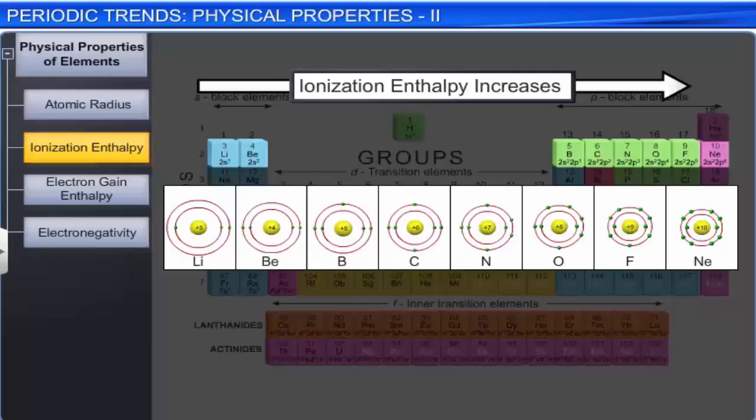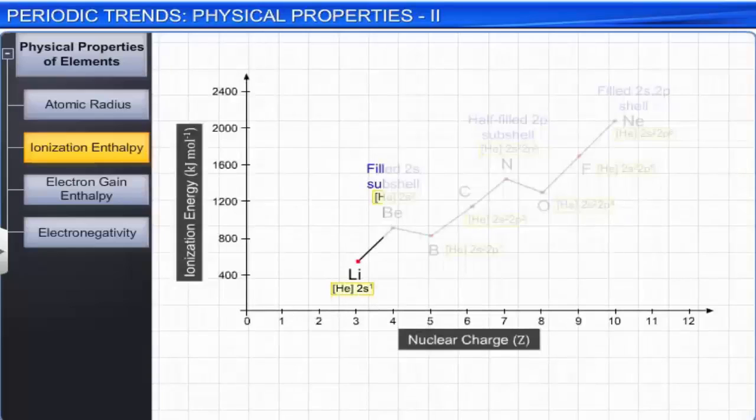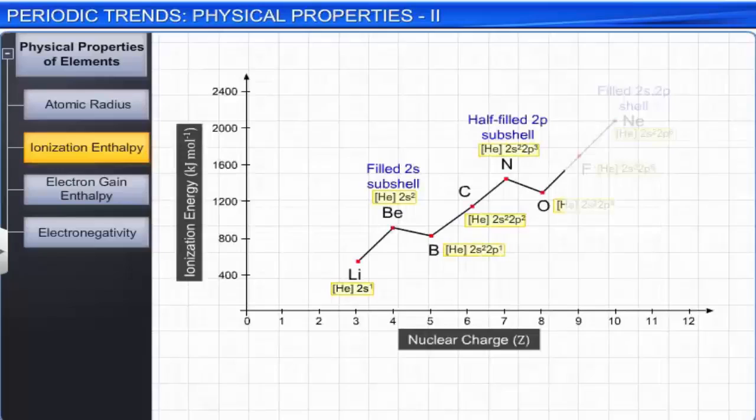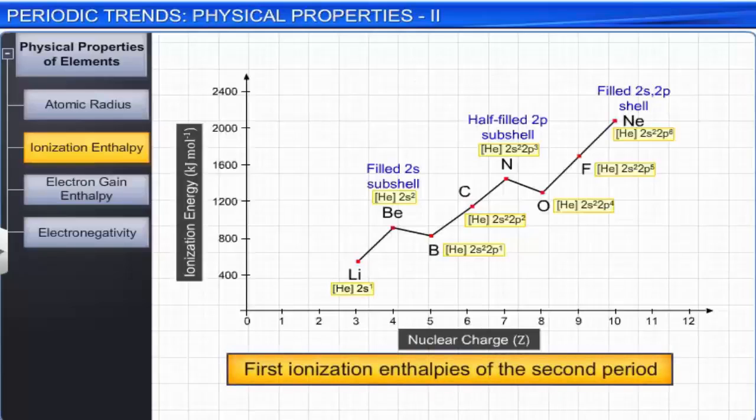However, there are a couple of exceptions to this guideline. To illustrate this, let's consider the first ionization enthalpies of the second period. The first ionization enthalpy of boron is slightly less than that of beryllium, even though the former has a greater nuclear charge.